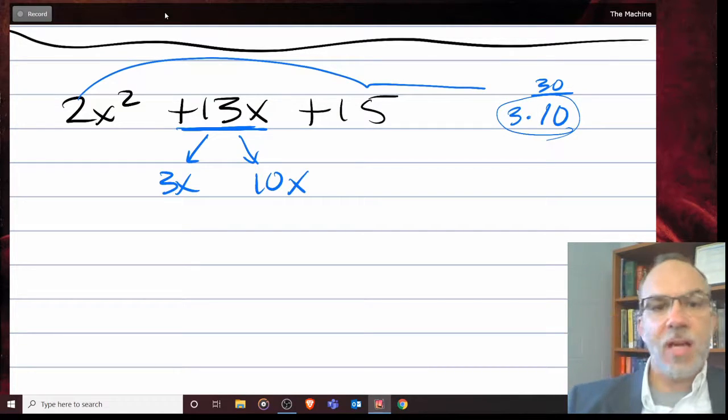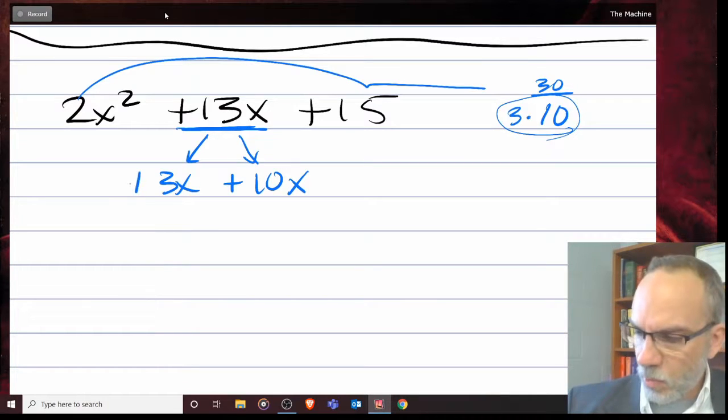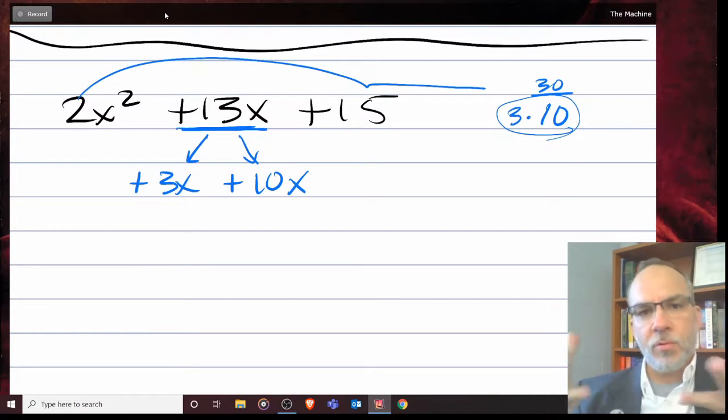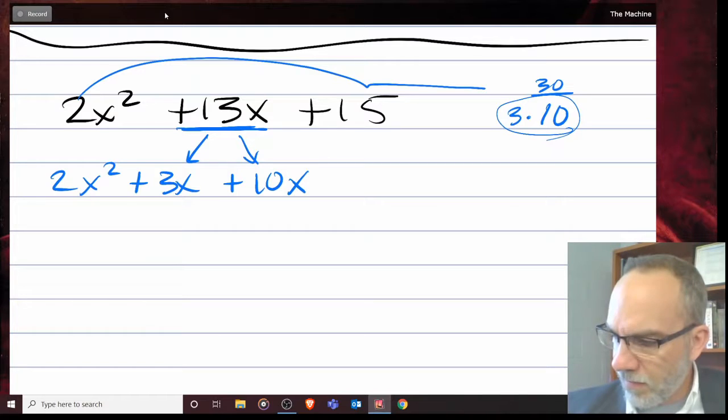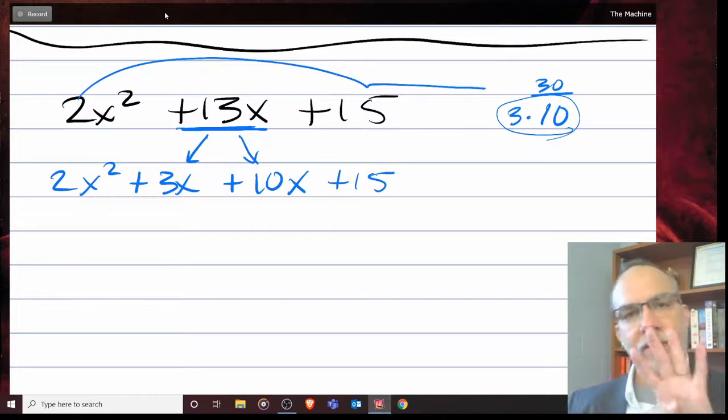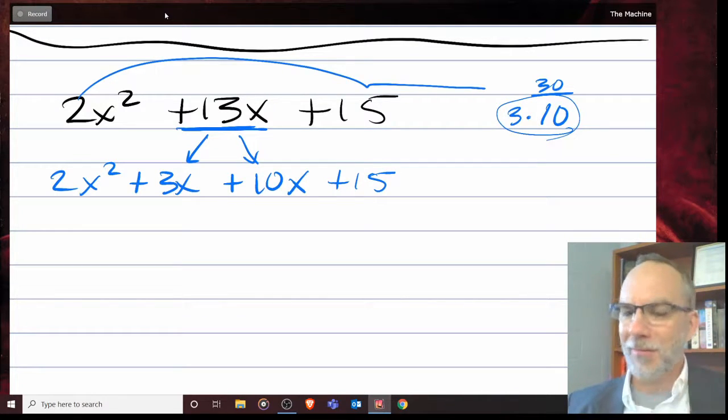And now the signs, I have to both have a positive sign on those in order to make a positive 13 if I were to recombine them. And now I copy down the first term, 2x squared, copy down the last term, plus 15. Now I've got 4 pieces, split it down the middle, factor by grouping.